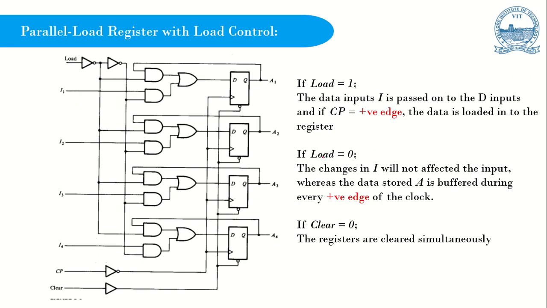Before that, let us have some discussion about the global signals over here. You can see this is a 4-bit register. A1, A2, A3, A4 is the data stored, and it is constructed using D flip-flops. In all the flip-flops, the clock inputs are tied together and connected to the global clock pulse. And whatever is there in this triangular symbol is referred to as a buffer.